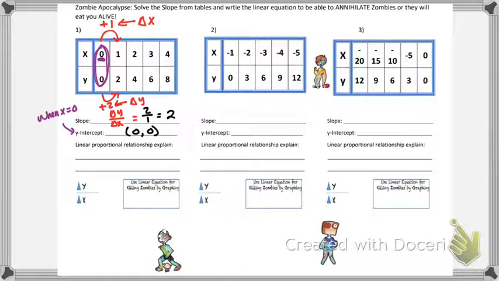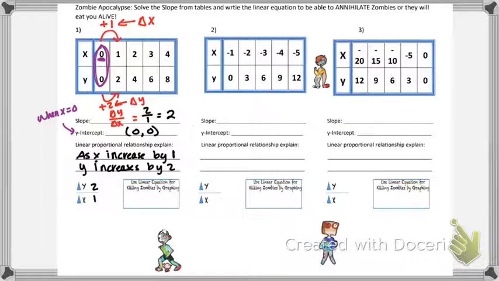For the linear proportional relationship, you're going to write this out as x increases by 1, y increases by 2. Our change of y over change of x, we found that for our slope here. So here we can put a 2 and a 1, and that will be our change of y over change of x.